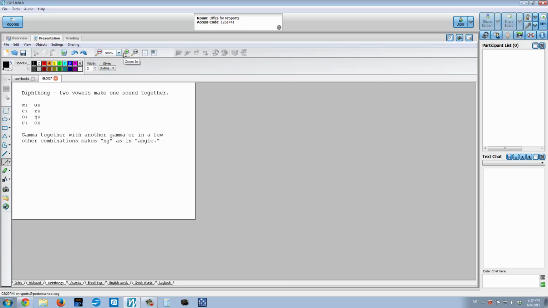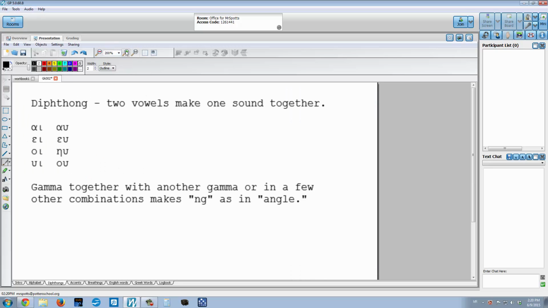Sometimes two vowels will make one sound together. Different textbooks will arrange these in different orders. This is the order I've always found the most handy. The two vowels come together with each other like that, and they make essentially one sound. Now what we'll notice is two of these make essentially the same sound as each other. But let's try to make these diphthongs.